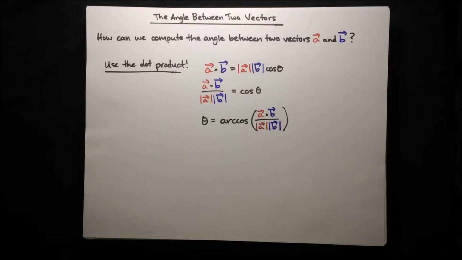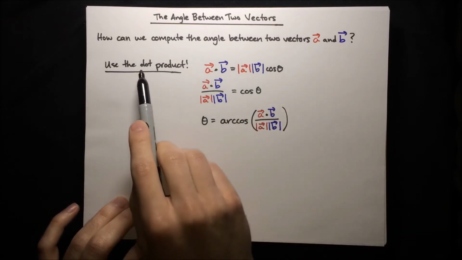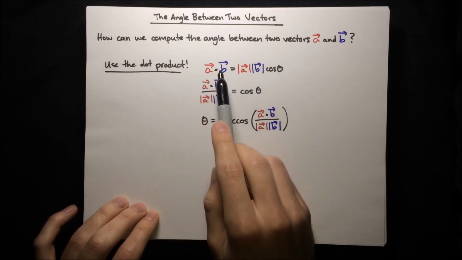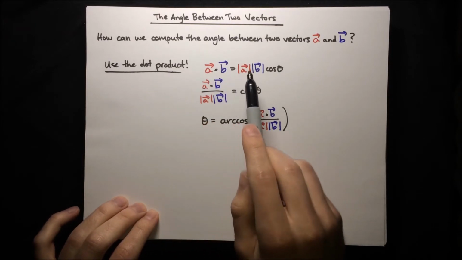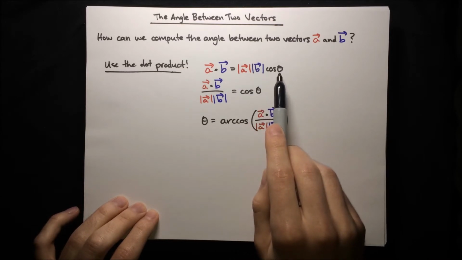In this video, I'm going to show you how to compute the angle between two vectors, a and b. The solution is just to use the dot product. One of the formulas for the dot product is that a dot b is the magnitude of a times the magnitude of b times cosine of the angle between them, theta.